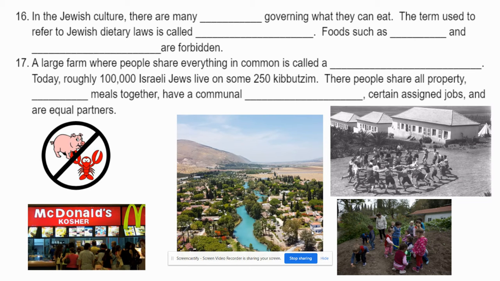Number 16, the Jewish culture. In the Jewish culture, there are many laws governing what a person can eat. The term used to refer to the Jewish dietary laws is known as kosher. Foods such as pork and shellfish are forbidden. If you wanted to read more into this, in the book of Leviticus, which is in the Old Testament, there are roughly 613 different rules or laws that govern basically how Jews are to live. Remember, the Ten Commandments, yes, these govern their lives as well. But to be a unique people that are apart from the rest, they have to follow all 613 of these laws.